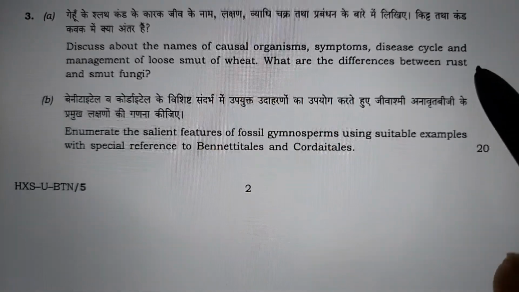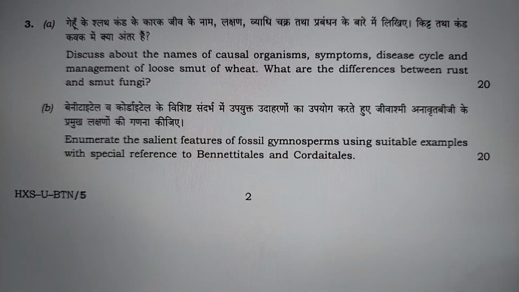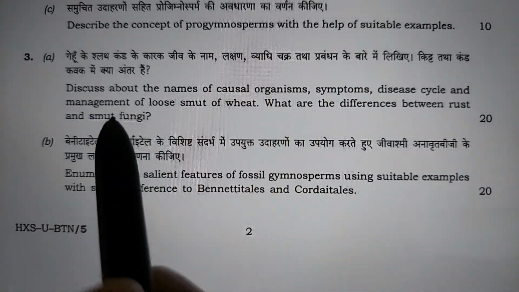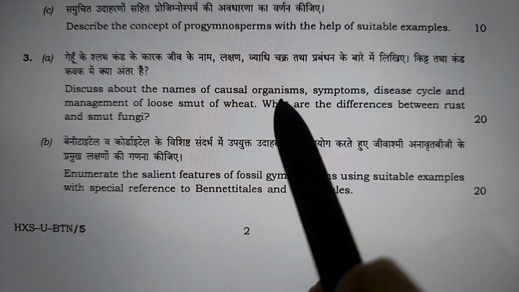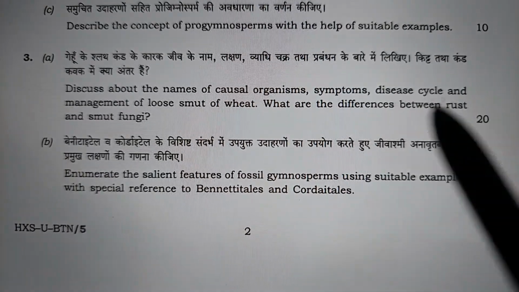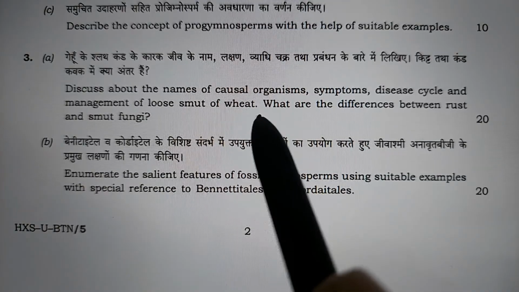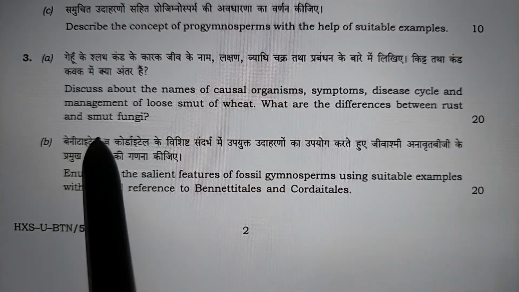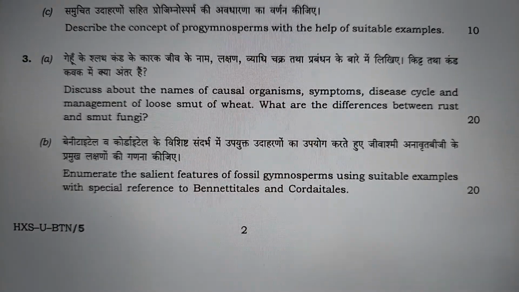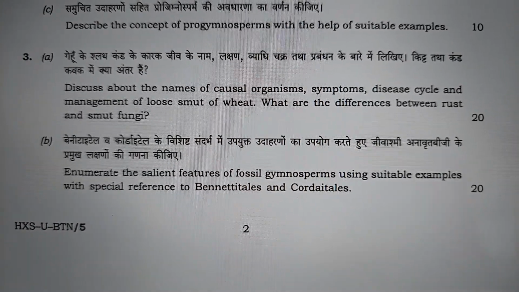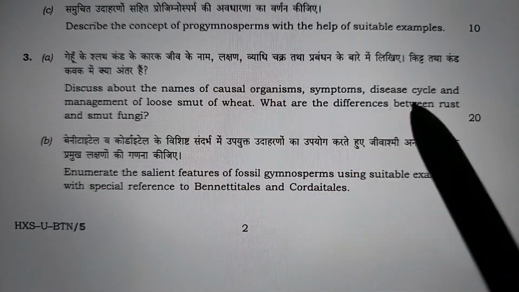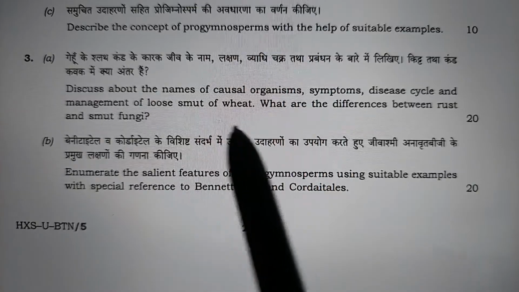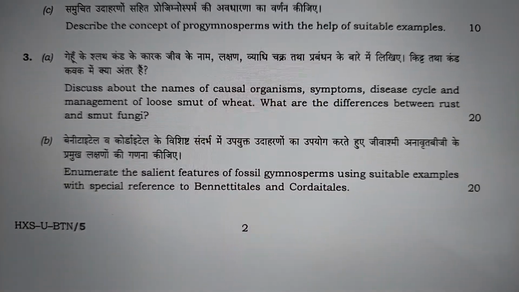10 marks. Question 3 is also having 3 options, A, B, and C. A is discuss the name of the causal organism, symptoms, disease cycle, and management of loose smut of wheat. What are the differences between rust and smut fungi?